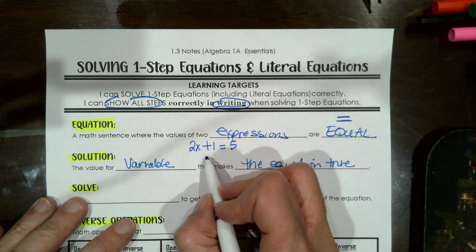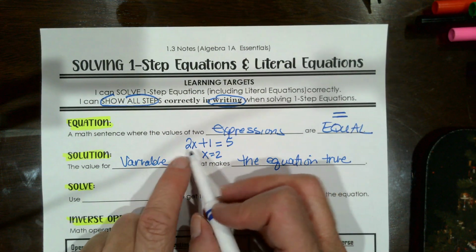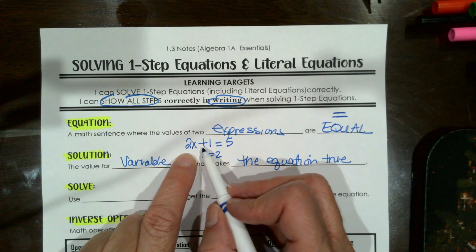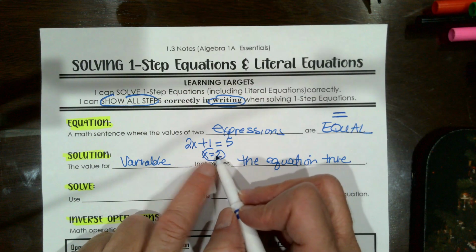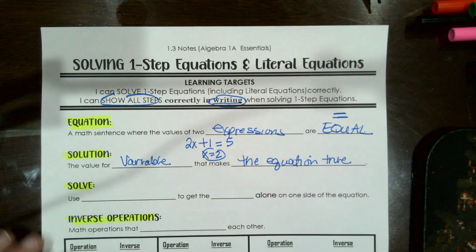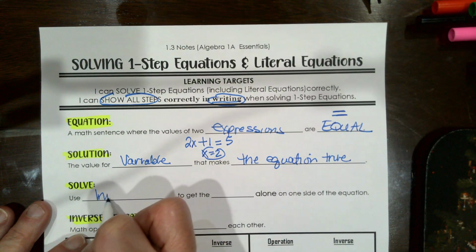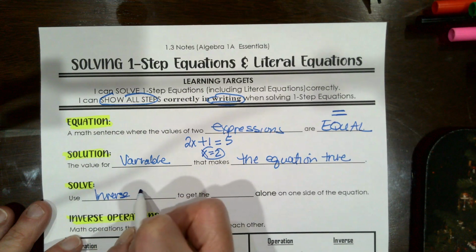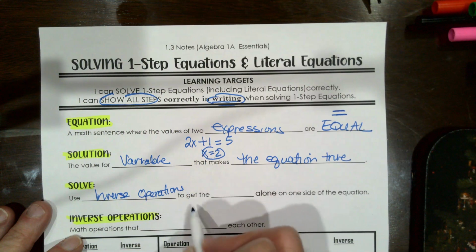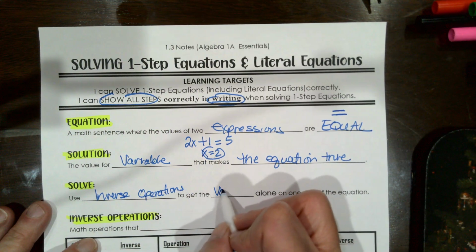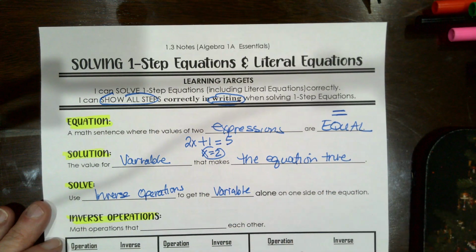Let's say the solution to that is x equals 2. What that means is if I put a 2 in place of the x, 2 times 2 is 4, plus 1 equals 5. This would be the solution to that equation, because that's the one and only number that works there. When we say solve, that means we're going to use inverse operations to get the variable alone on one side of the equation.